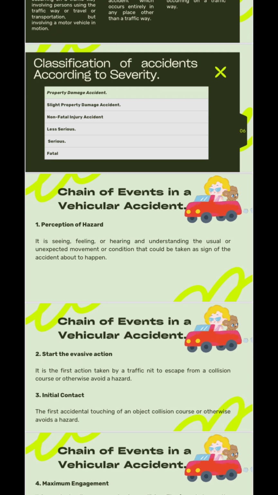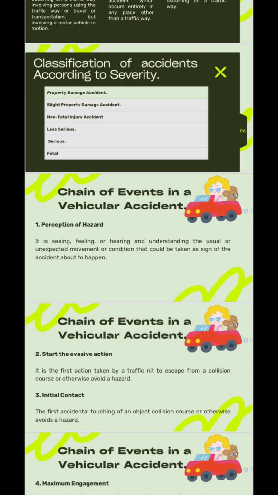I will discuss the classification of accidents according to severity. So, first one is property damage accident. This type of accident involves damage to property but not physical injuries. The damage can occur to vehicles, building, fences, or other structures. Example, a driver accidentally backs their car into a parked vehicle, causing a dent in the bumper. No one is injured but both cars need repair.